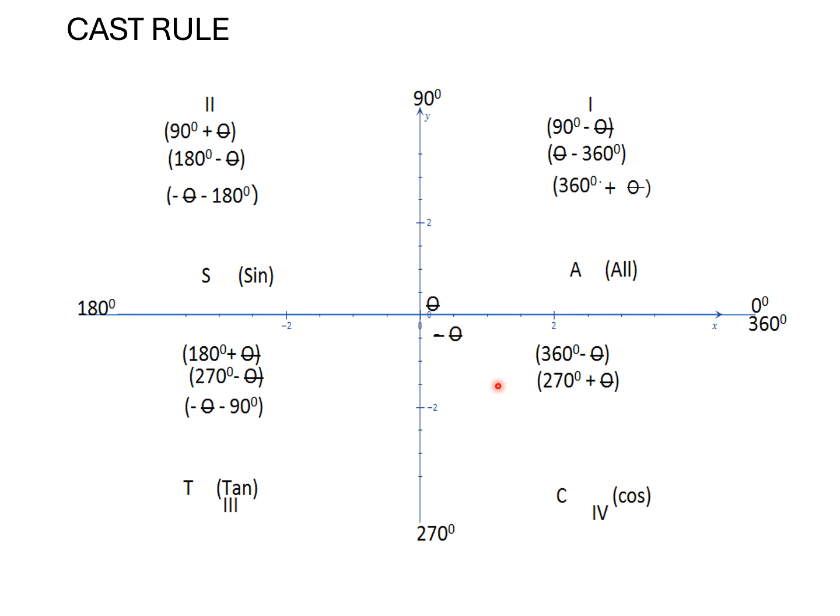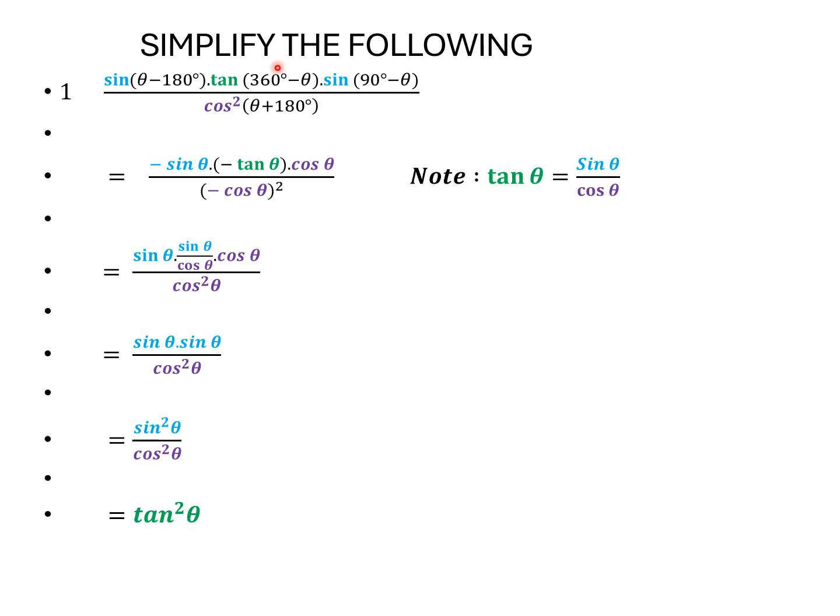So let's look at problem number 1. We assume you remember the CAST rule. All are positive there, sine positive there, tan positive there, cos positive there. So problem number 1, simplify the following: sine theta minus 180, tan 360 minus theta, sine 90 minus theta, over cos squared theta minus 180.